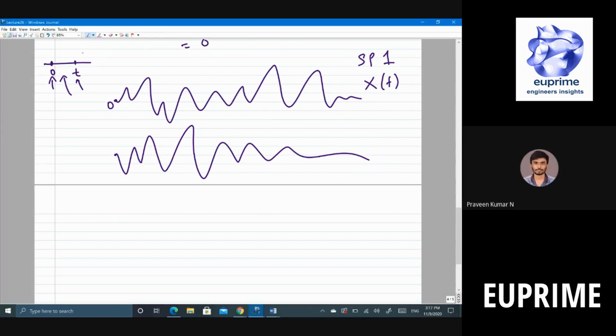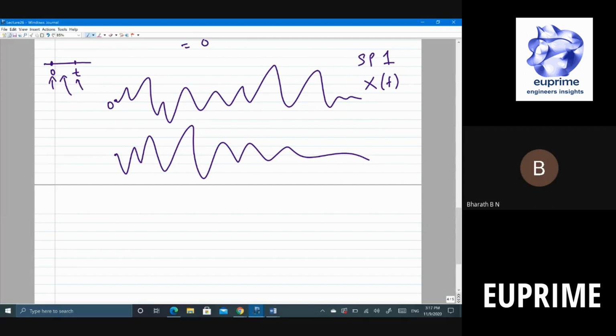Sir, does stationary increment and independent increment imply that the process is stationary? What do you mean by stationary? Does that imply that the process is stationary, these two things, stationary and independent? Obviously, by definition, if you say stationary, it's stationary.